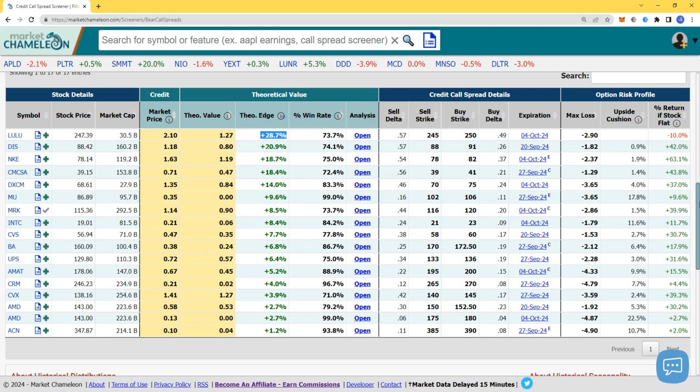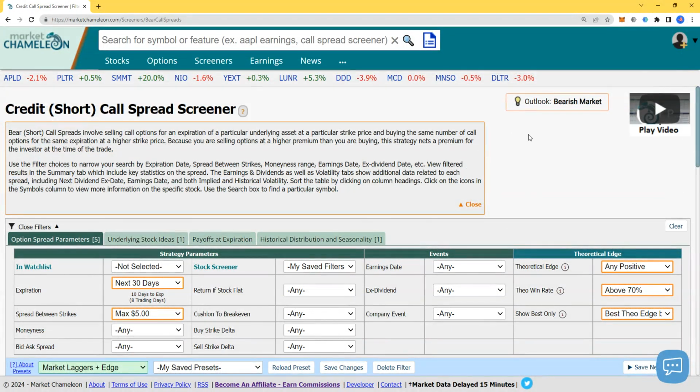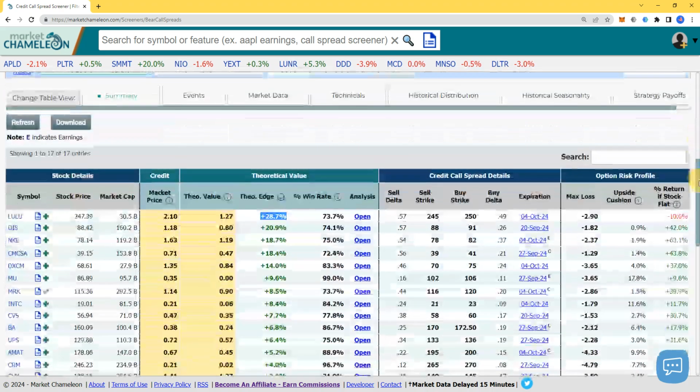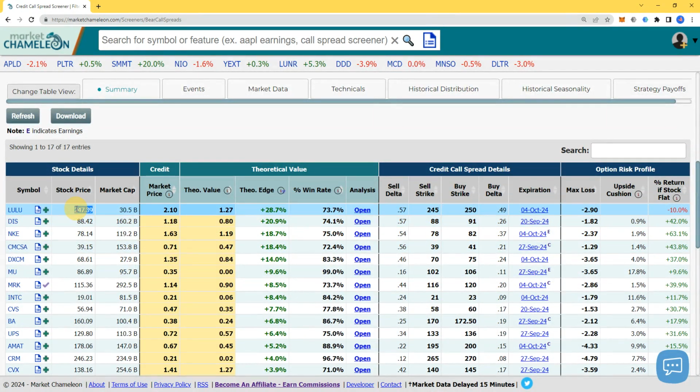Now again, remember, you have a bearish outlook. Market Chameleon doesn't tell you if the stock will go up or down. Just found you trade opportunities based on filters and what you assume. So if you have a bearish outlook on Lululemon, for example, price today 247, you got 28% edge, okay, and 73.7% win rate. Now the trade itself is basically sell the 245 call and buy the 250 calls.